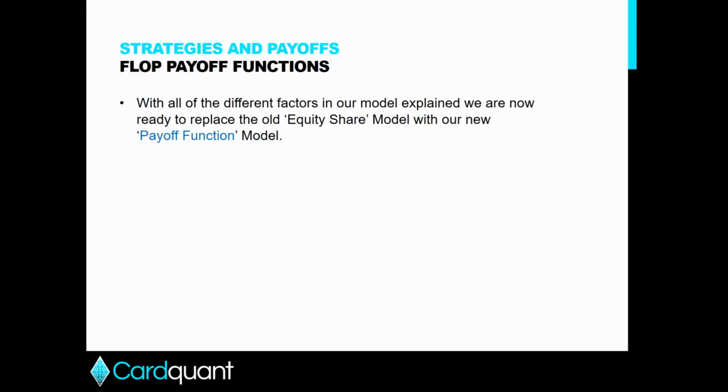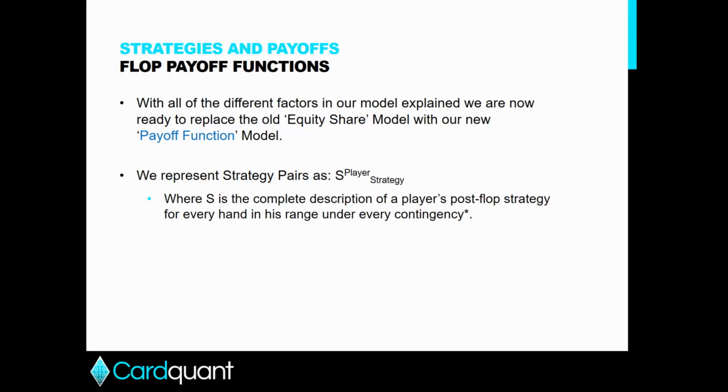So now we've got all the different factors in our model explained, we're ready to replace this old equity share model with our new payoff function model. We're going to represent strategy pairs as some strategy S for the given player, selected from any one of a number of effectively infinite strategies you could choose. So S is the complete description of a player's post-flop strategy for every hand in his range under every contingency. Contingencies would include more common situations, such as when a player c-bets, or when the flop is checked through, but also the weird situations, such as the response to a double check raise.